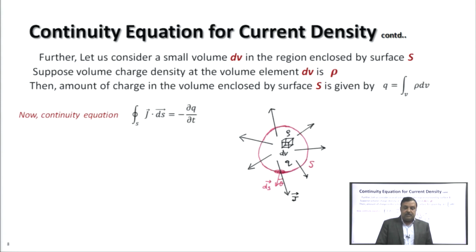Now, continuity equation we have shown in the last slide, surface integral J dot ds. This surface integral is evaluated over the closed surface. Surface integral J dot ds is equal to minus dq by dt. So, we will substitute the value of q in this equation, and we get right hand side as minus delta by delta t volume integral rho dV.